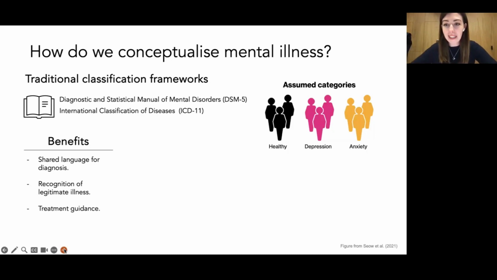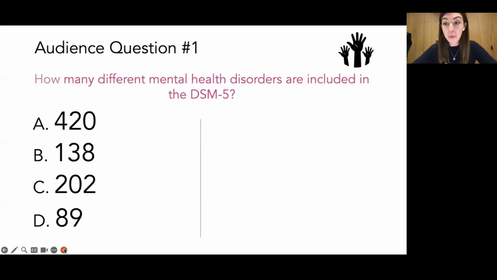So we're going to put a poll question in the chat, but something I wanted to ask you guys is, how many mental health disorders do you think are listed in the DSM? Do you think it's 420, 138, 202, or 86? Hopefully that poll has come up if people want to answer and submit.